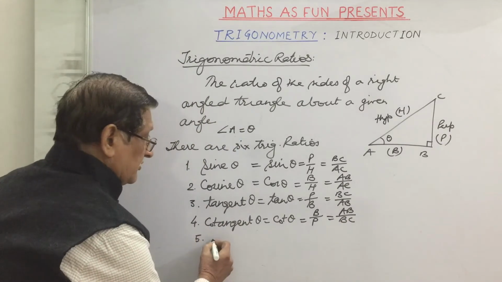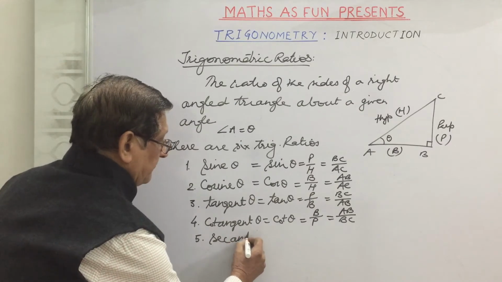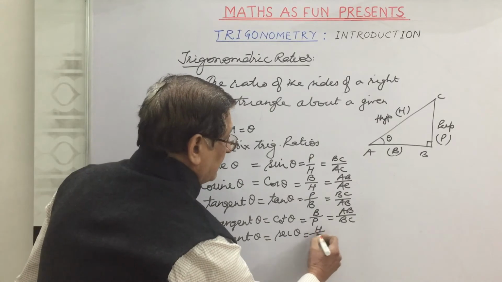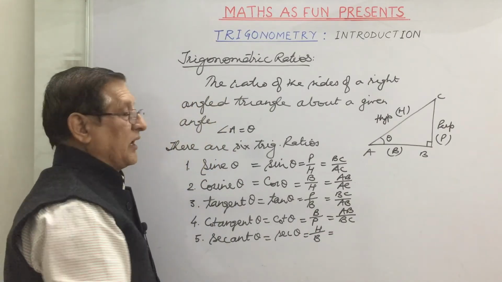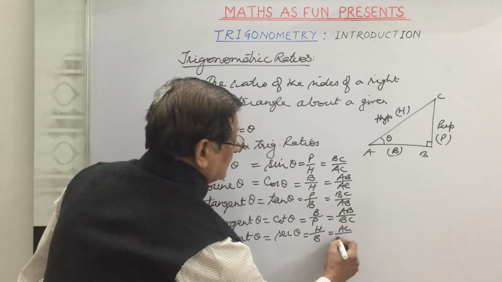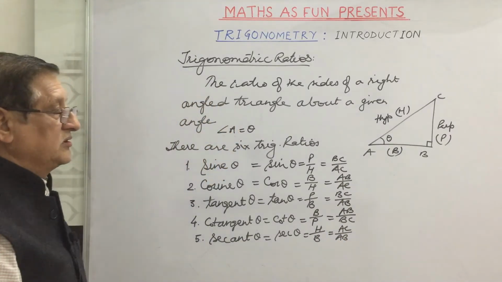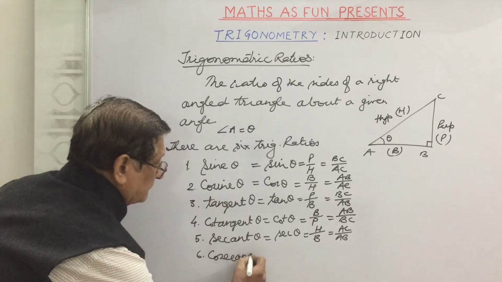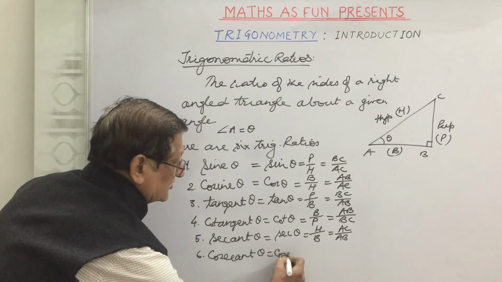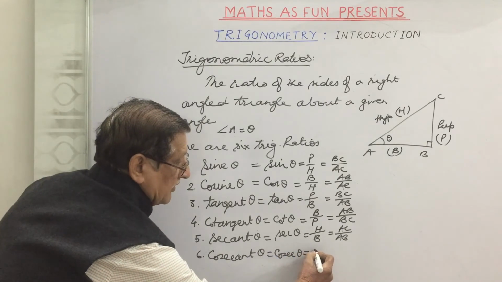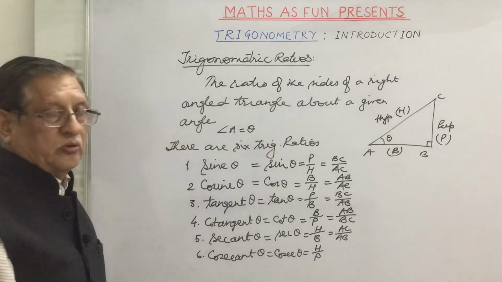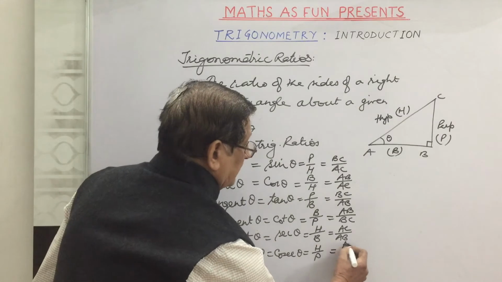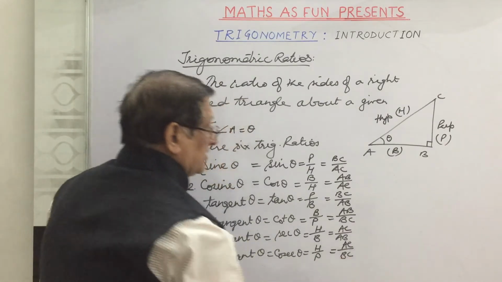The fifth one is secant theta. In short we write this as sec theta, and this is the ratio of hypotenuse and base. Hypotenuse here is AC and base is AB, so it will be AC upon AB in this case. And the last one, the sixth one, is cosecant theta, which is written as cosec theta in short, and this is the ratio of hypotenuse and perpendicular. And we find here AC upon BC in this particular case.